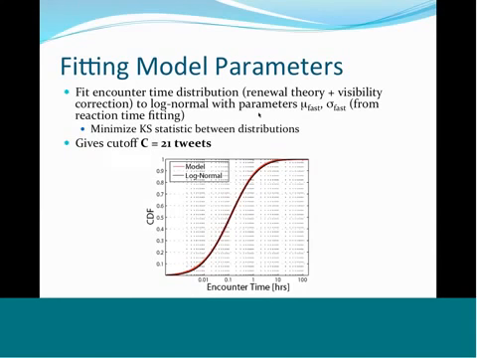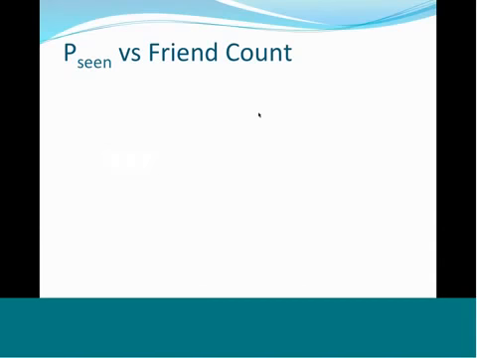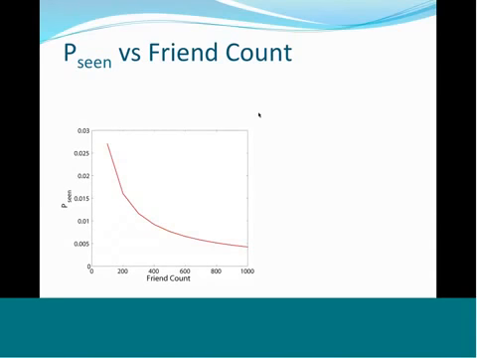But now we can start asking some non-trivial questions. First thing was P seen. What is the probability that you see my tweet? Let's look at P seen as a function of the friend count. Quick question. How do you think P seen behaves if I have more and more friends? Who's got a guess? Goes down. It should go down, right? That's what our intuition tells us. What does the model tell us? The model says, yeah, that's what happens.